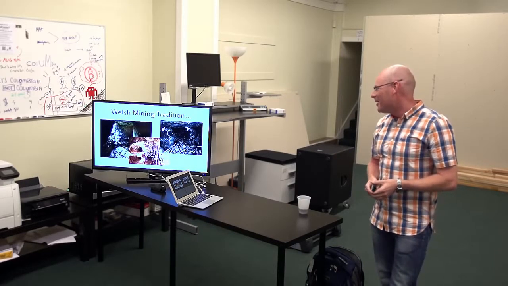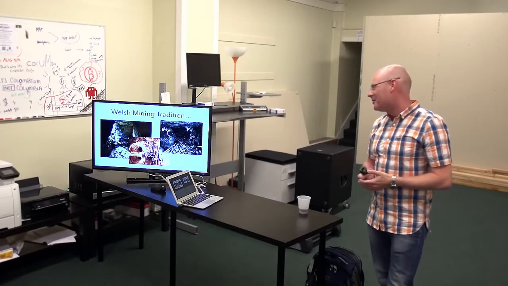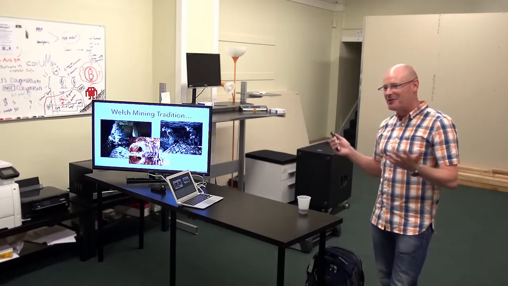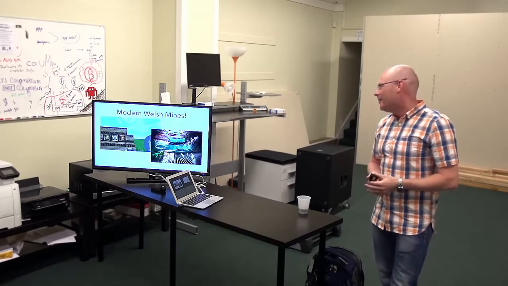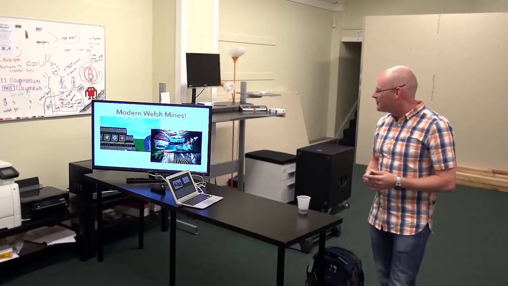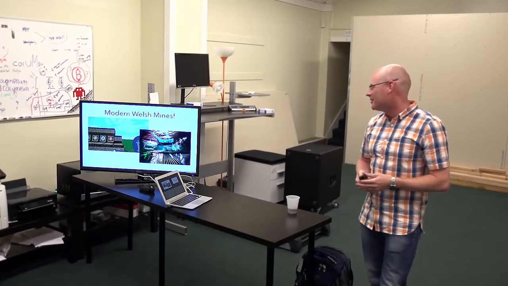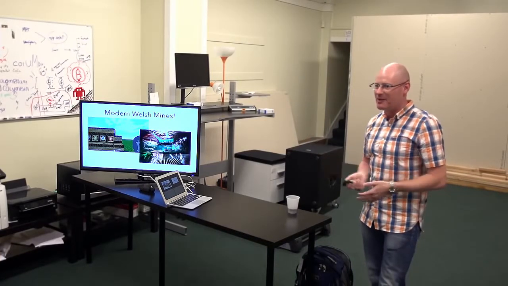So in Wales, we have this history of mining. We have slate mines, copper mines, and coal mines, so we know quite a bit about mining. But unfortunately, we have modern Welsh mines. They turn the slate mines into a trampoline place. And my son seems to think the only thing involving mining is Minecraft.